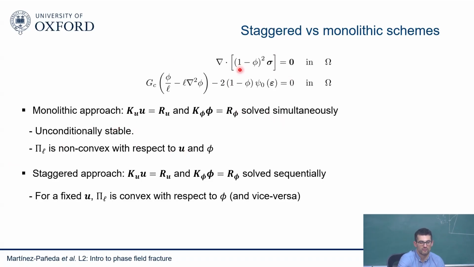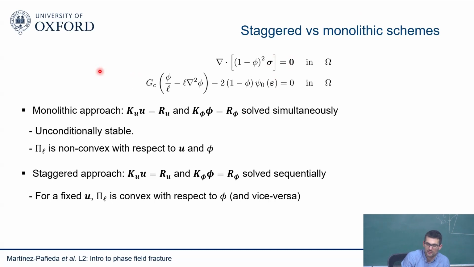So imagine you solve the phase field first, you get a solution for phi, you freeze the phase field, you plug in your phase field, you solve the displacement solution, you get a strain energy density, you plug it in here, you solve for the phase field, and so on. That's the idea. You solve one and then the other. People call this segregated, staggered, or sequential approaches.